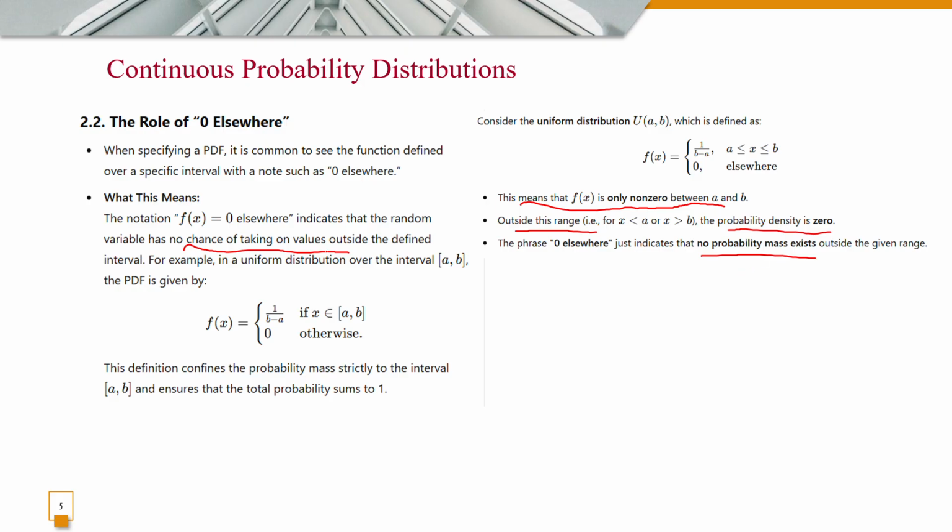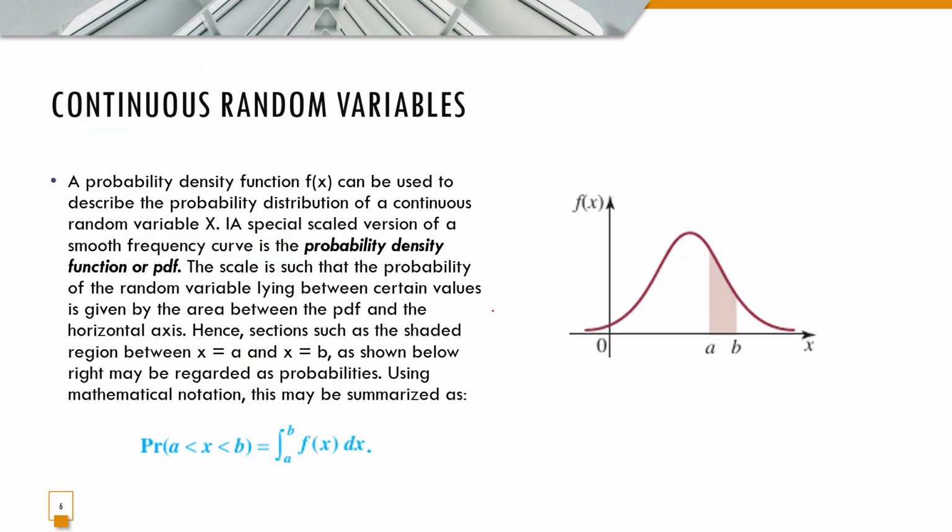For example, in a uniform distribution, it is common to see the function defined over a specific interval with a note zero elsewhere, meaning that outside the range, the probability density is zero, and this ensures that the total probability sums to 1. So the probability density function can be used to describe the probability distribution of a continuous random variable.